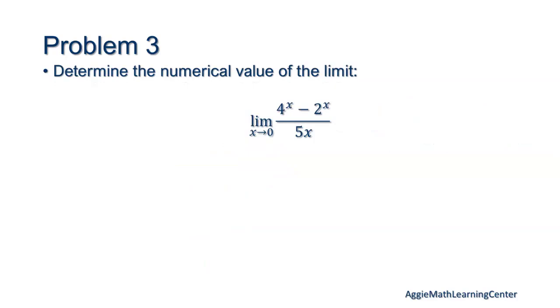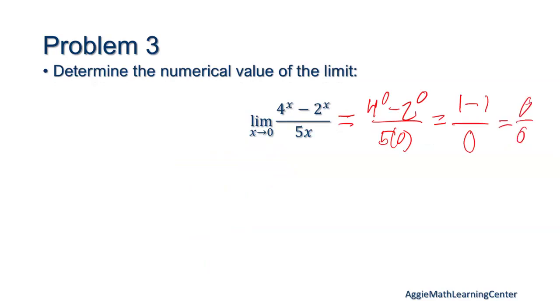Okay, so this, again, we got some sort of quotient. If we plug this in, this ends up being 4 to the 0 minus 2 to the 0 over 5 times 0. Do you guys know what any power to the 0th power is? 1. So that's going to be 1 minus 1 over 0, 0 over 0. So again, we need to do L'Hopital's. I don't think there's going to be a fun, easy algebraic manipulation that we can do here.